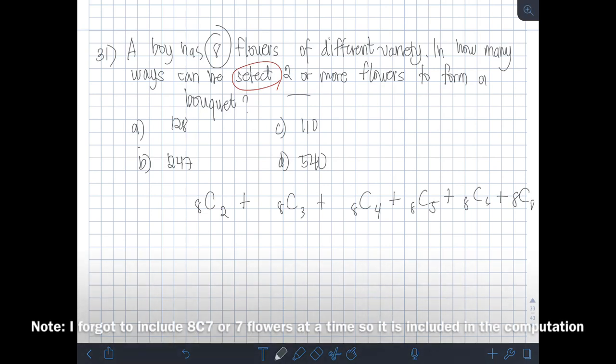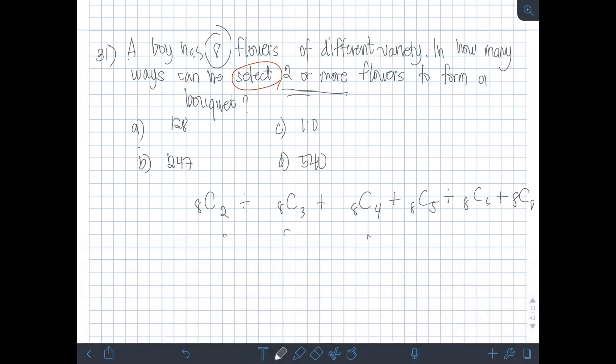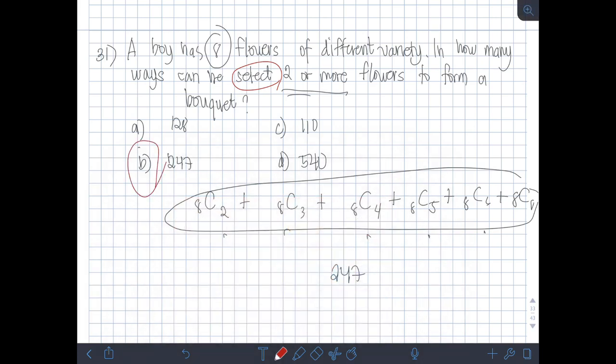So, kasi ang hinahanap ng problem ay 2 or more. So, therefore, iisa-isahin nyo yung combination na yun. So, pag sinolve nyo sa calculator, masasolve nyo ay 247. So, yung sum nitong lahat ng ito ay 247. So, therefore, the answer is letter B.